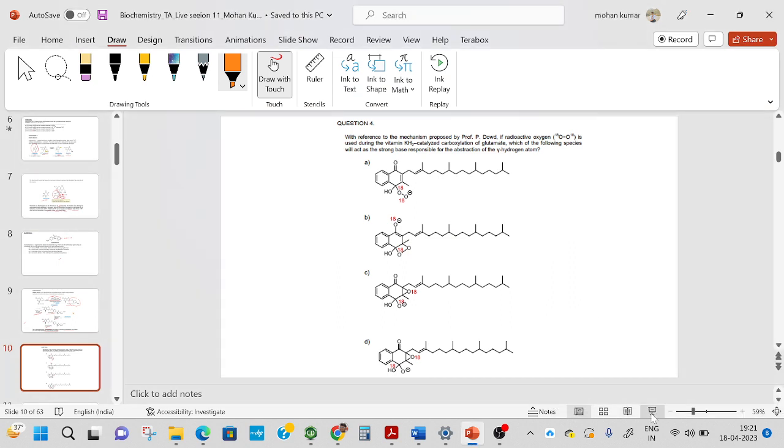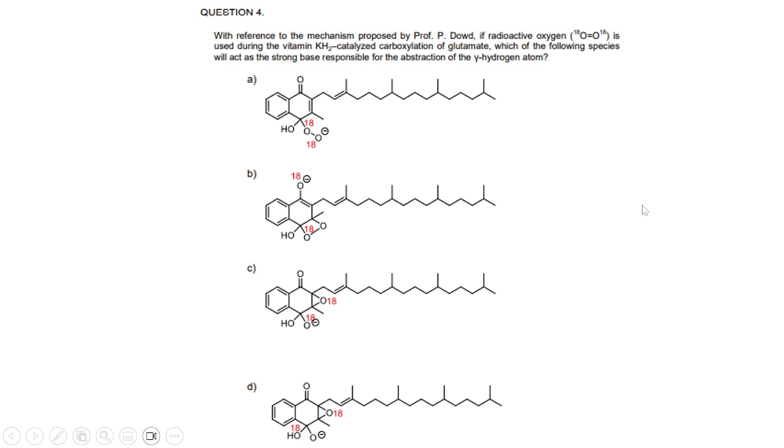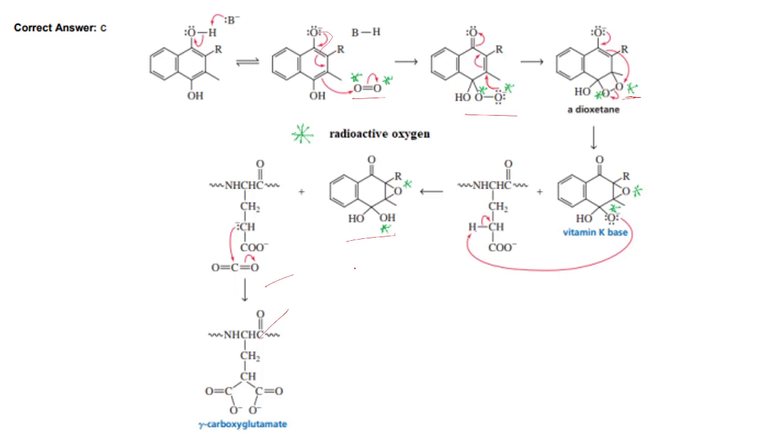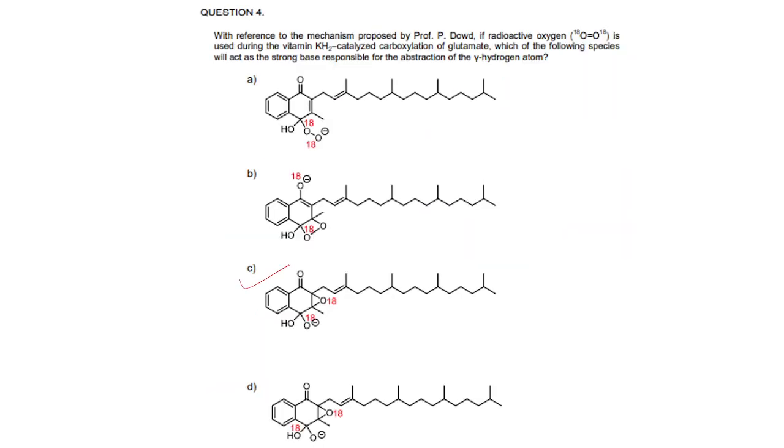So the correct option is C. In the mechanism, this species was formed. The question is saying that vitamin K H2 catalyzed carboxylation of glutamate. Which of the following species will act as the strong base responsible for the abstraction of the gamma hydrogen atom?